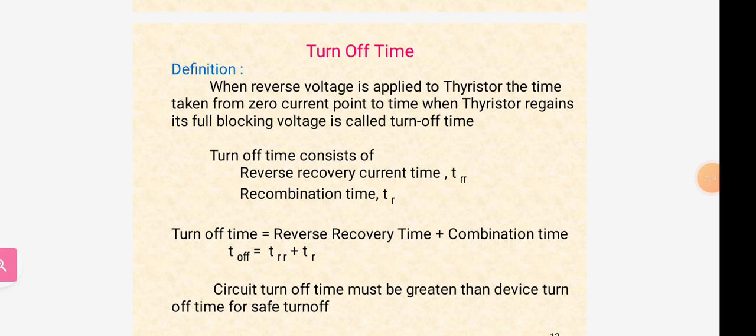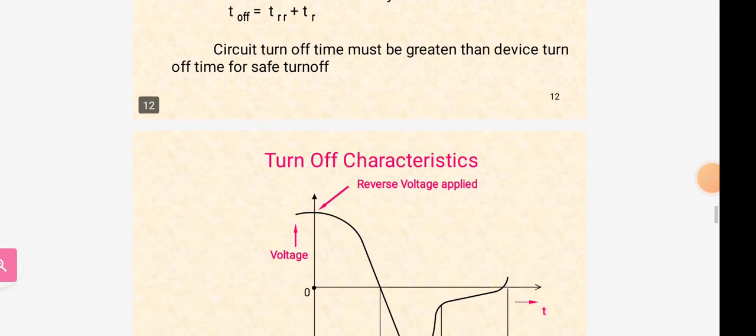The turn off time consists of the reverse recovery current time TRR, and also TR, which is the recombination time. Turn off time is equal to reverse recovery time plus recombination time, that is TRR plus TR. So the circuit turn off time must be greater than the device turn off time for safe turn off.